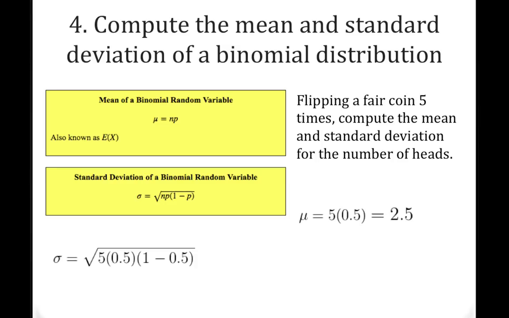The standard deviation of that distribution, or sigma, is equal to the square root of n times p times 1 minus p. In other words, the square root of 5 times 0.5 times 1 minus 0.5. This gives us the square root of 1.25, which is 1.118. So if we were to repeatedly flip a fair coin 5 times and record the number of heads, that distribution would have a mean of 2.5 and a standard deviation of 1.118.